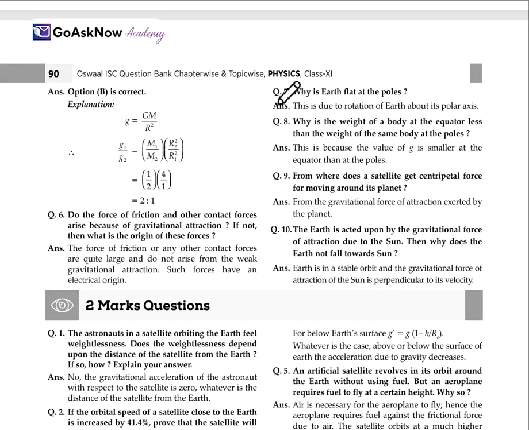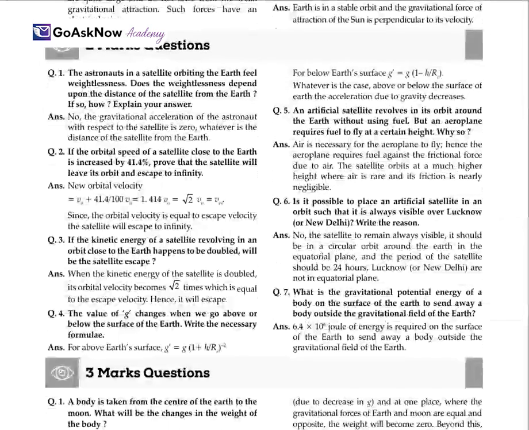Why is the earth flat at the poles? This is due to the rotation of the earth about the polar axis. That's why the earth is flat at the poles. Next, the weight of a body at the equator is less than the weight of the same body at the pole. This is because g is smaller at the equator than at the poles. This is the reason. Now, let's move on to the 2 marks questions.